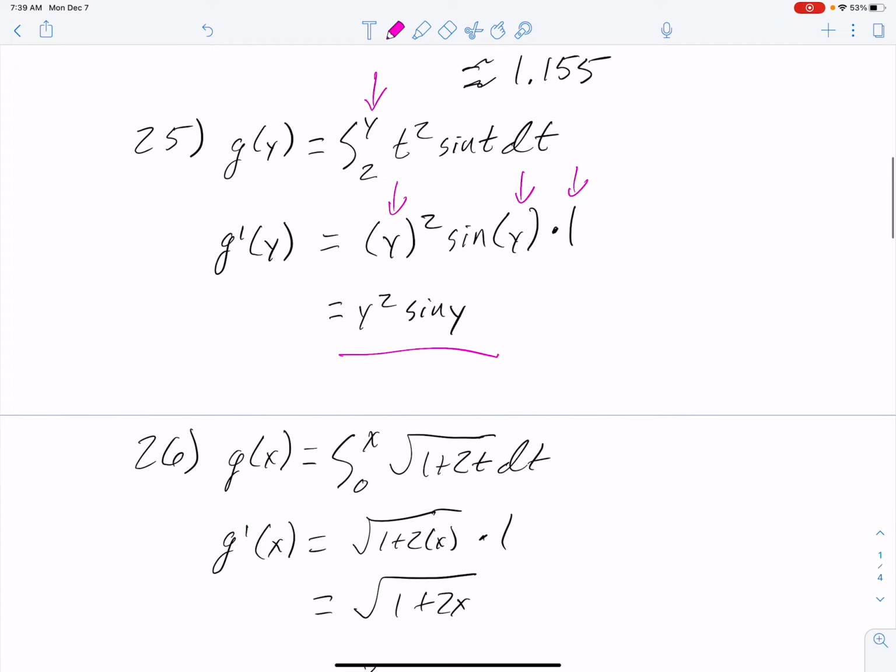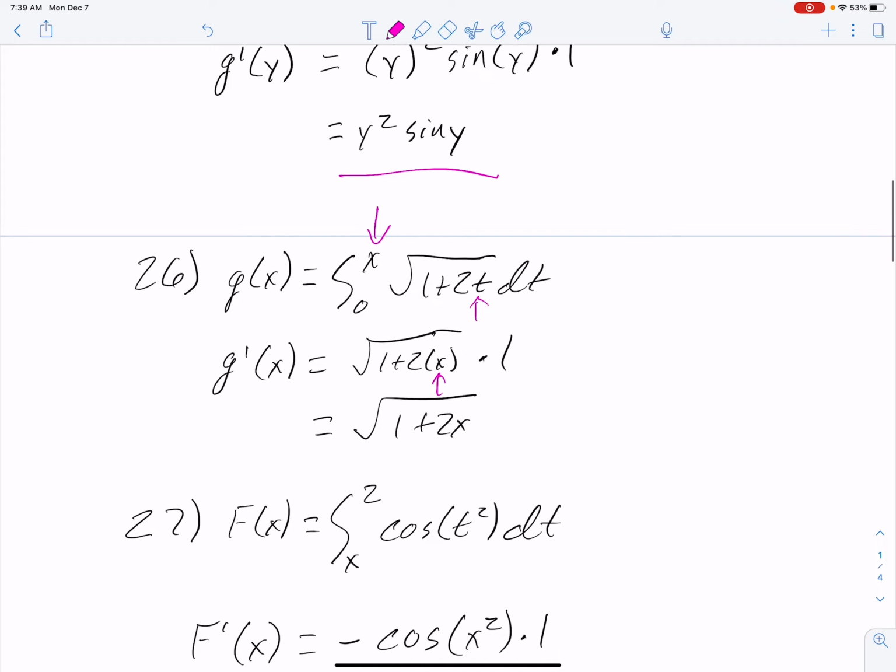Same thing in 26. As soon as I see a variable for a or b, I know that I'm just substituting it in wherever I see the t value, so that's what I've done, and then I take the derivative of what I substituted in. Again, it's important to take the derivative of what you substituted in.